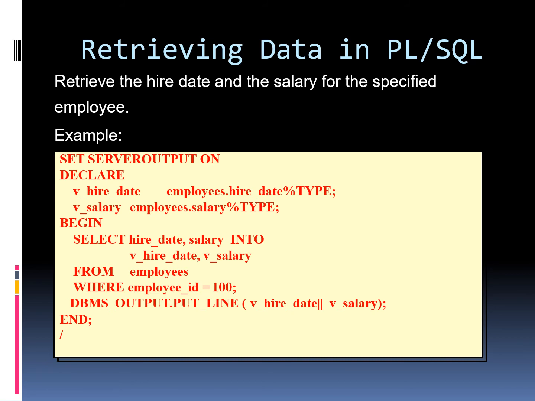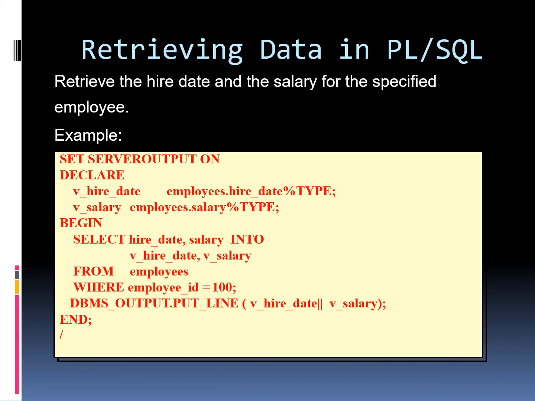Here employees is the name of the table and hire date is a particular field which is defined in the SQL table. Similarly, we have used the data type and size of a variable v_salary same as the size and data type of the variable salary defined in the table employees. So after fetching the data, we will print the value through this statement.